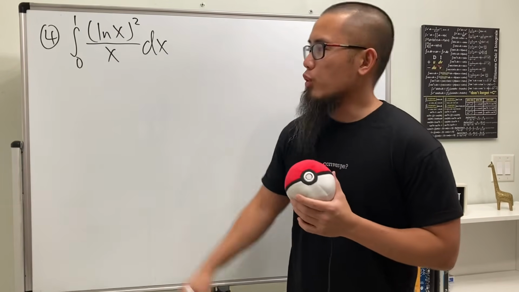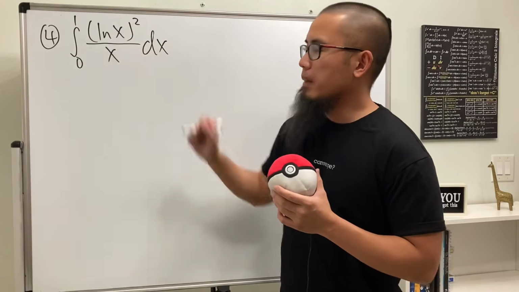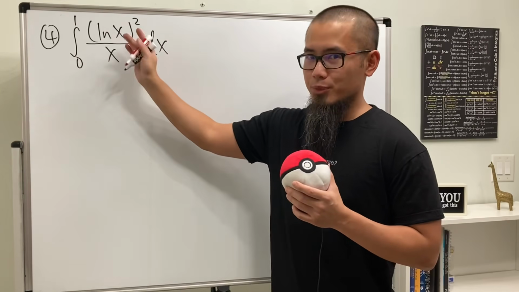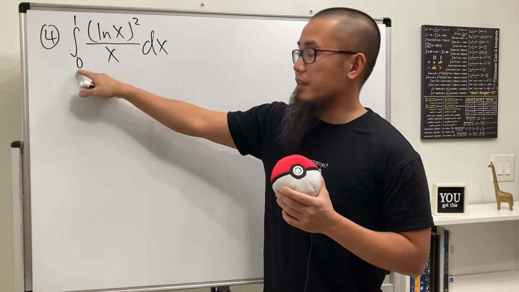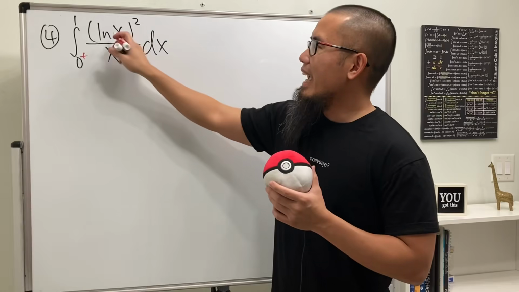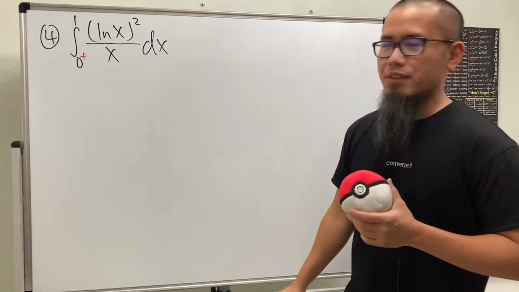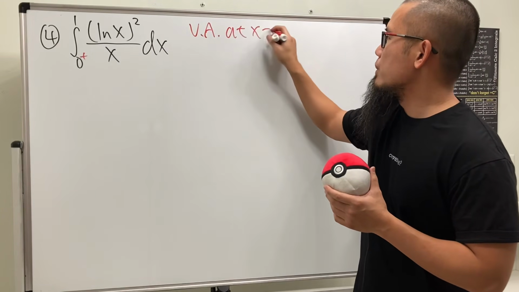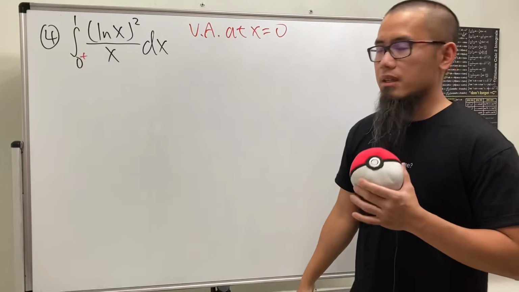Number 4, we have the integral going from 0 to 1 of (ln x)² divided by x. First off, when x is 0, this is going to be crazy. On the top, inside here, we get negative infinity if x is approaching 0 plus, right? And then square that is infinity over 0 plus. You just have a vertical asymptote. So let's go ahead and just write that down real quick. Vertical asymptote at x equals 0. Same thing, right? We do the 0 plus just like what we have done earlier.